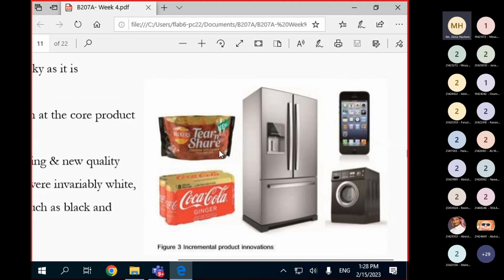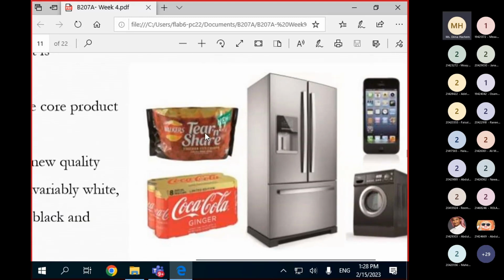All right. So what about this? Tear and share. It seems to me like this is the chips. Is it chips? Same one, but you don't open it from up here. Yes. So where is the innovation here? In the packaging. All right. Innovation here comes in the packaging. Tear and share. So it makes it much easier for you to open this bag and share it with others. Okay. So they're suggesting here it's a sharing chips.